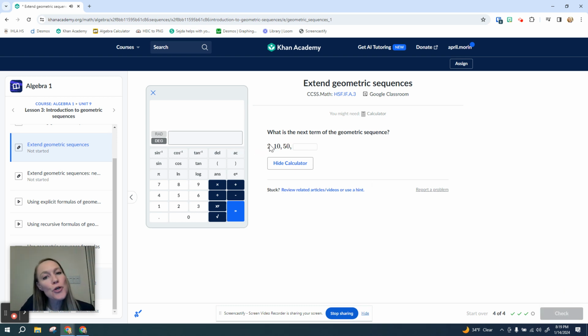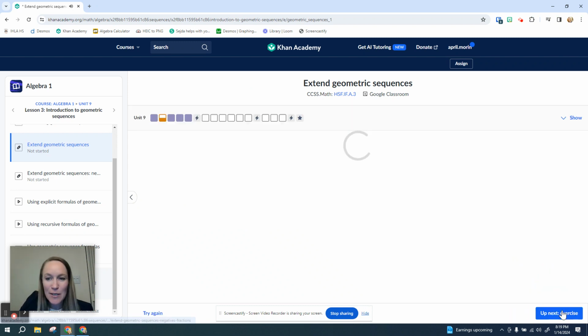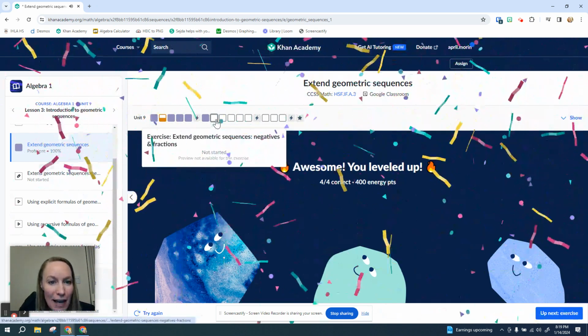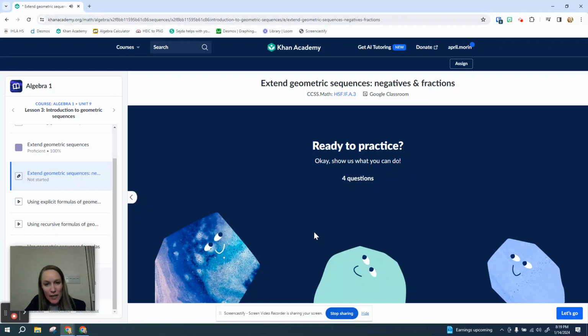All right. Here we go. 2 times what equals 10? 5. 10 times 5 equals 50. No calculator needed here. 50 times 5 is 250. And that's my answer. Easy peasy. Okay, last square of the week this week.